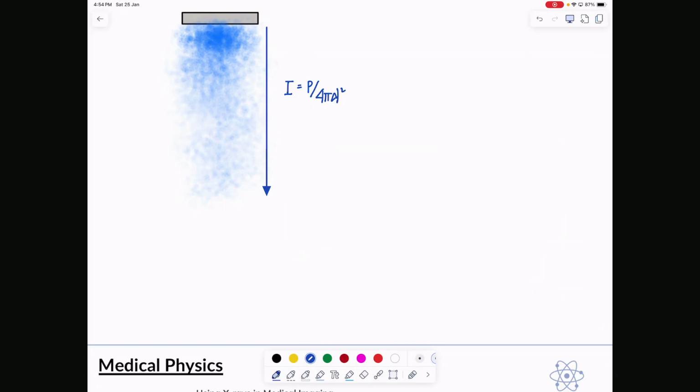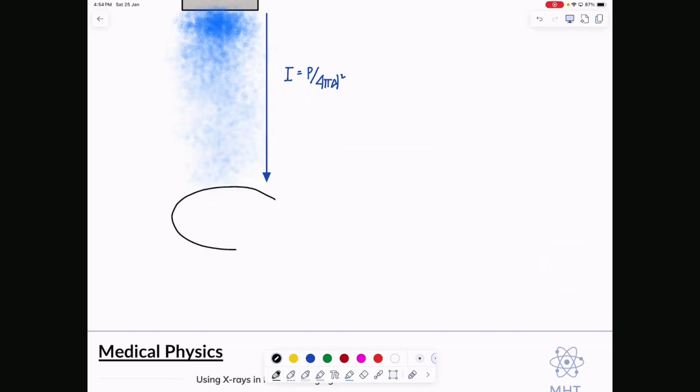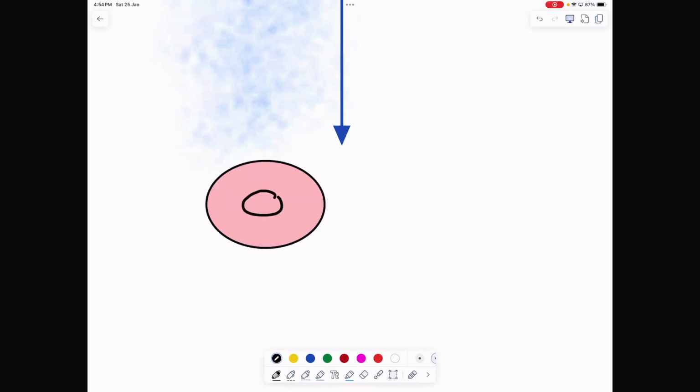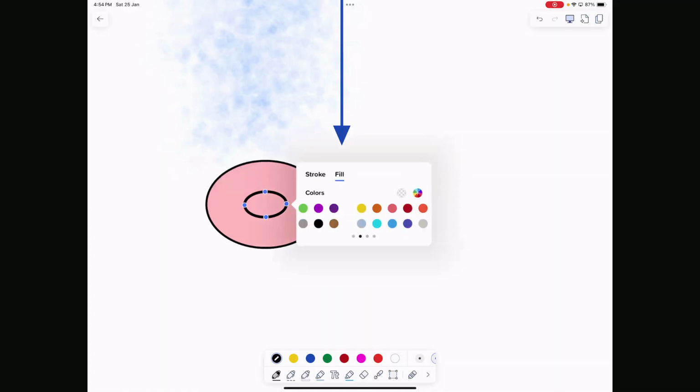Okay, let's move on. Let's say I want to do the X-ray of a person's arm. So this is the arm here, and in the middle you have the bone. So you want to do an X-ray of the arm. Now, how does this show up on the X-ray machine?